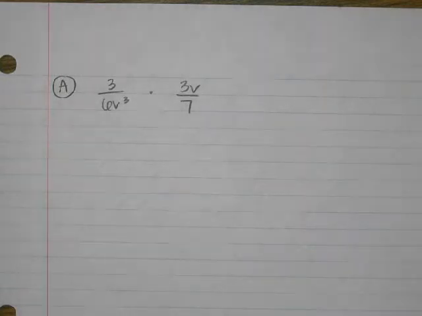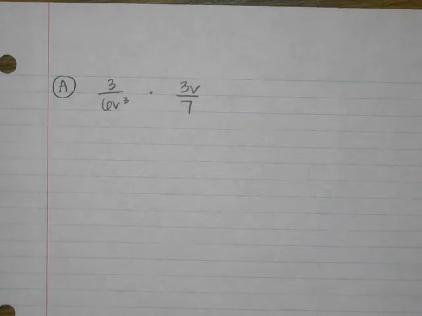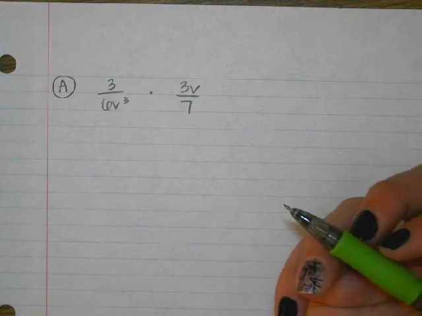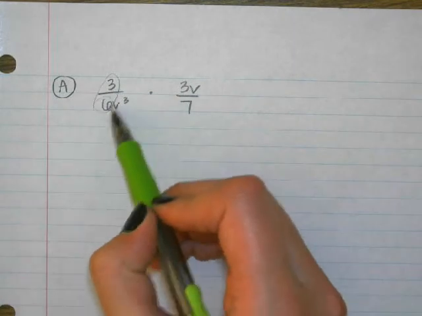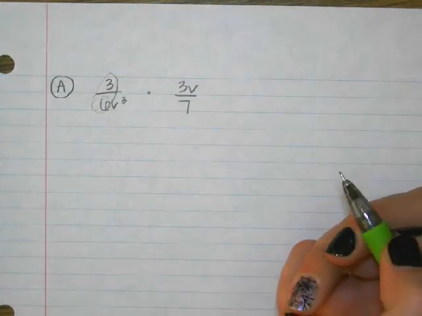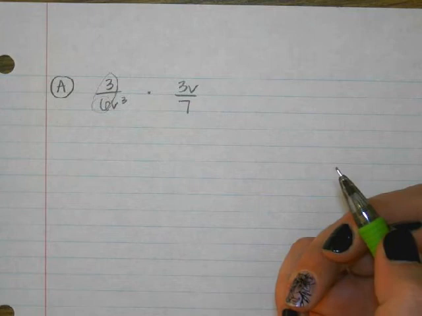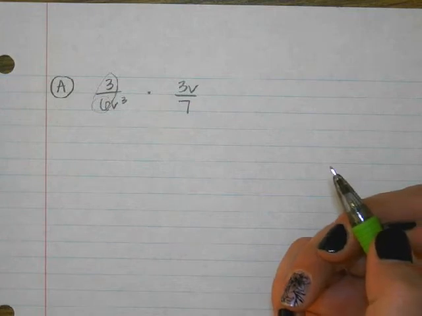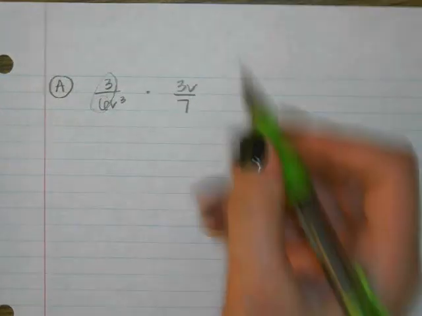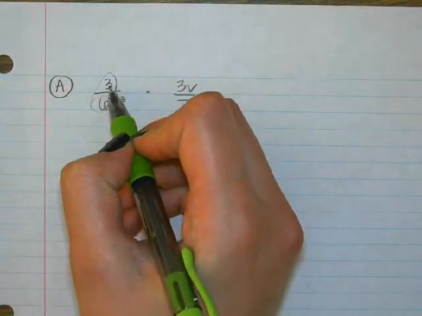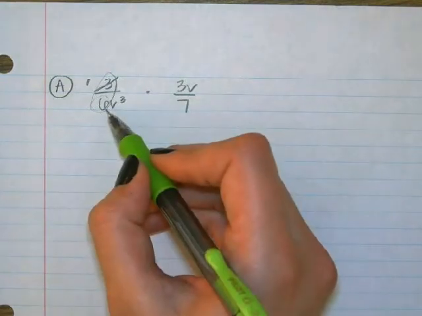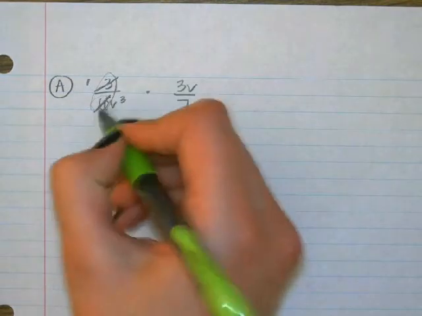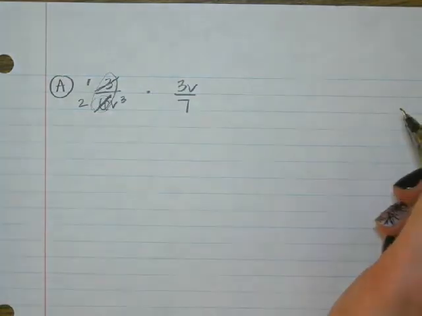Do you guys see any tops and bottoms that would divide out to make a 1? What about the 6 right here and the 3 right there? You could divide by what number? 3. You'd get 2. So 3 divided by 3 is 1, and 6 divided by 3 is 2. All right, what else could we do?